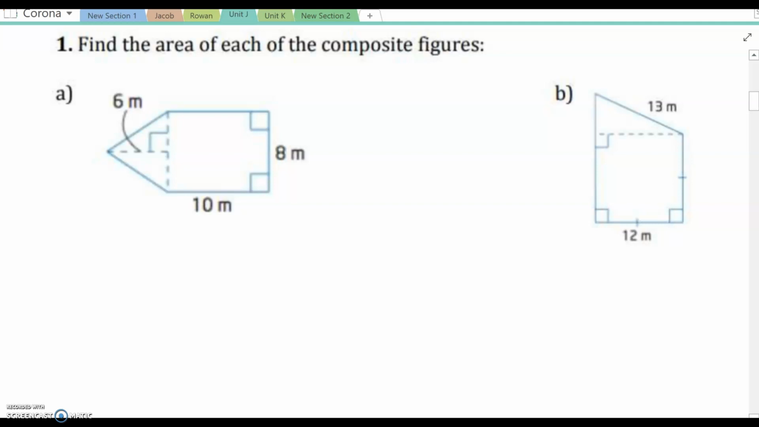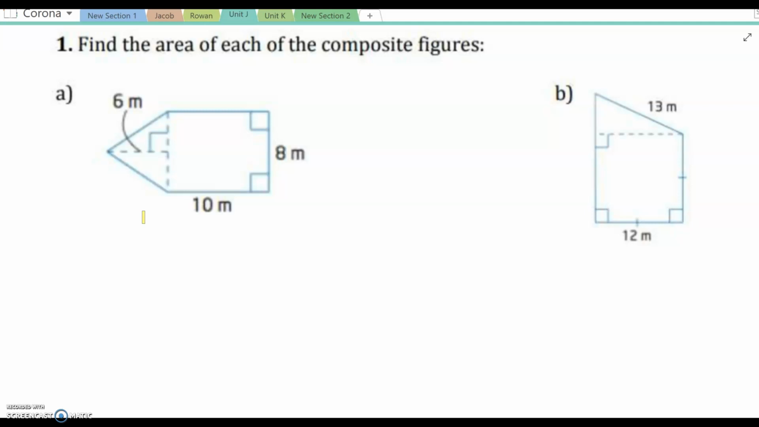So really for all of these, when we're talking about a composite figure, what we're talking about is a figure or a shape that's made up of multiple shapes combined. So notice that this shape in question A, for example, kind of looks like a house you would draw as a little kid, but fallen over on its side.